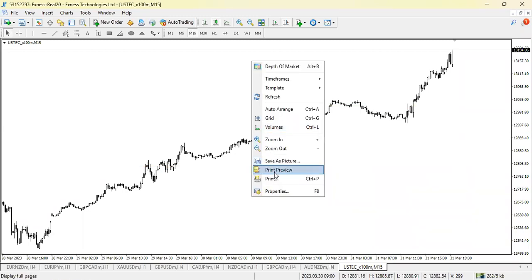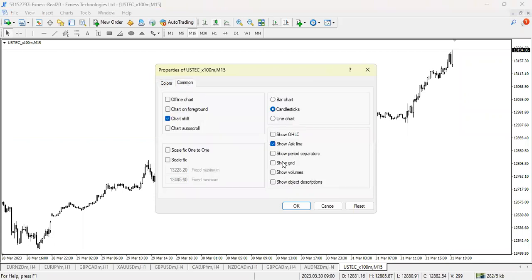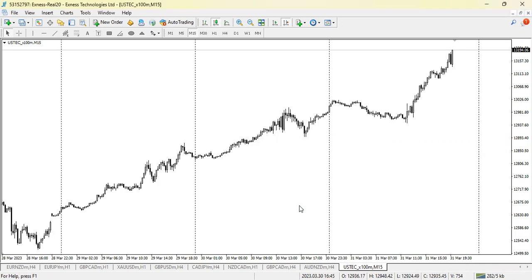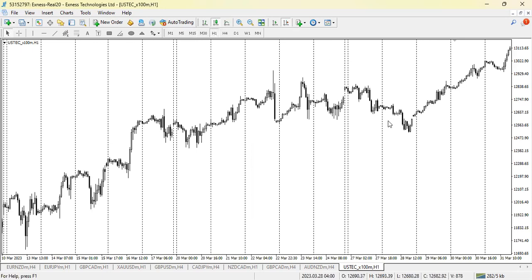When you're trading NASDAQ, make sure your chart shows period separators. Depending on the time frame, from M1 to H1, this period separator indicates a day. Now, there's something that NASDAQ normally does every day.